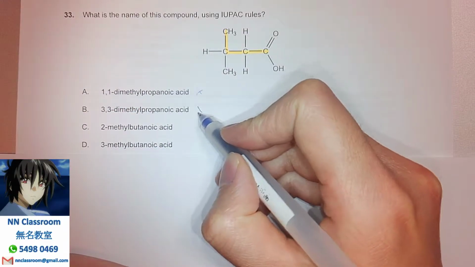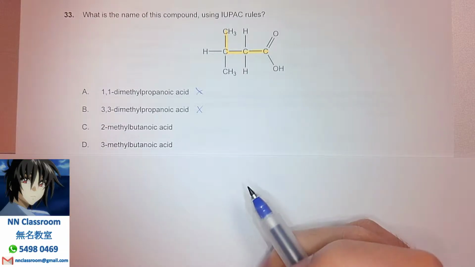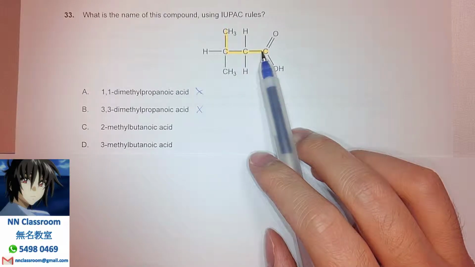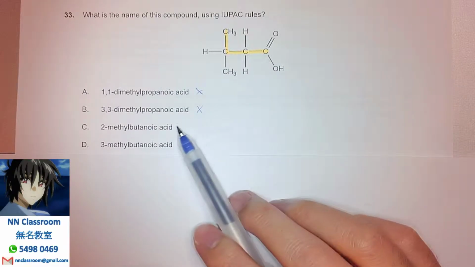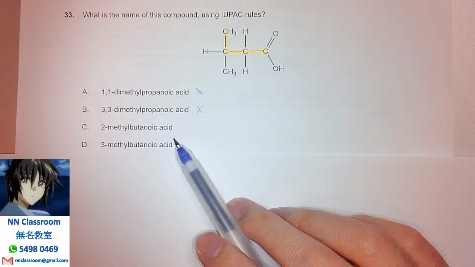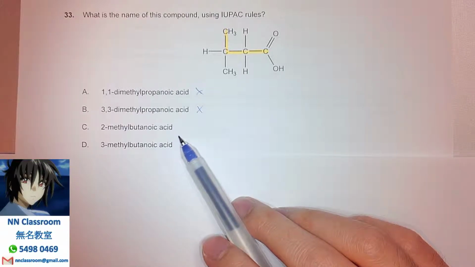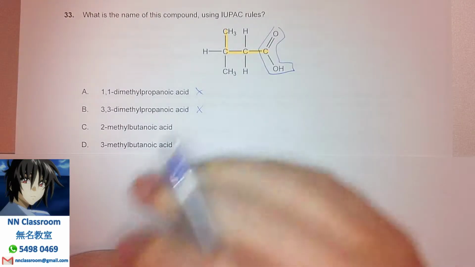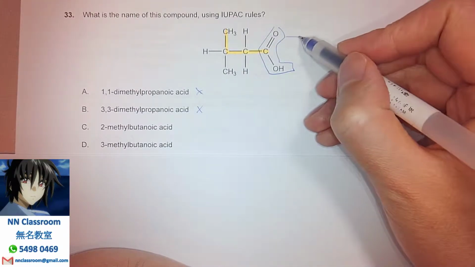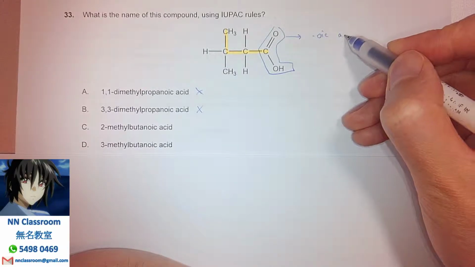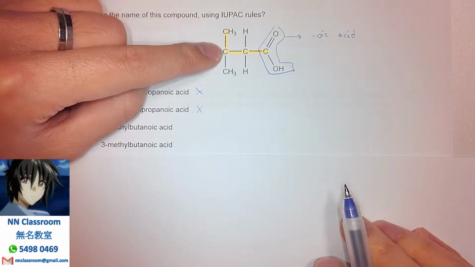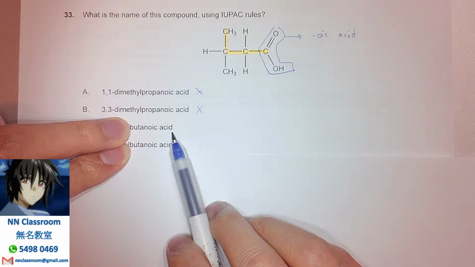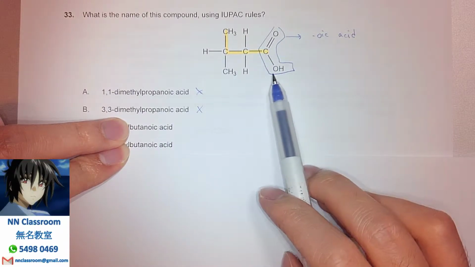So A and B now say goodbye. The next step, after we locate the parent chain, which is a butane base, is that the suffix of the name is reserved for the major functional group. In this case, no doubt, the major functional group is a carboxylic acid. A carboxylic acid should end with the suffix oic acid. So with the base chain of carbon 4, butane base, and ending with oic acid, the basement will be butanoic acid.